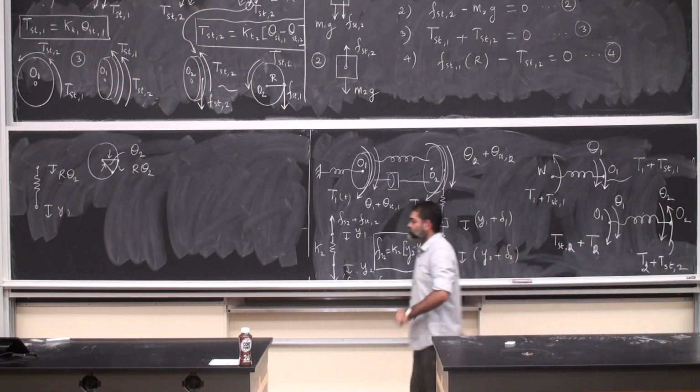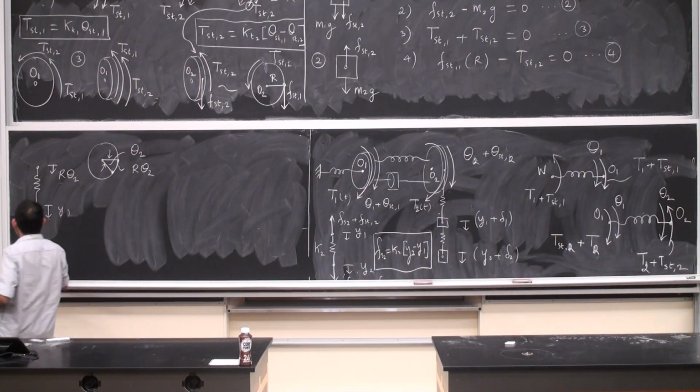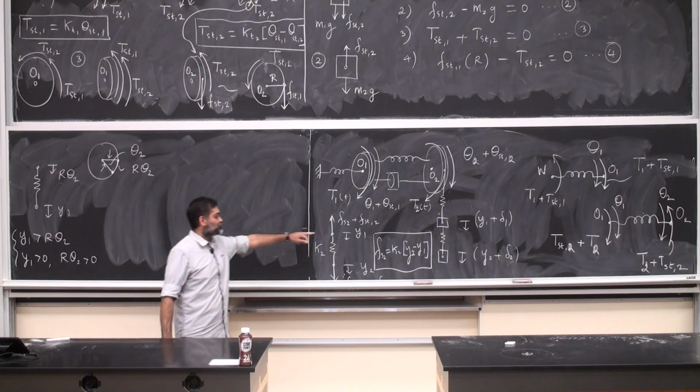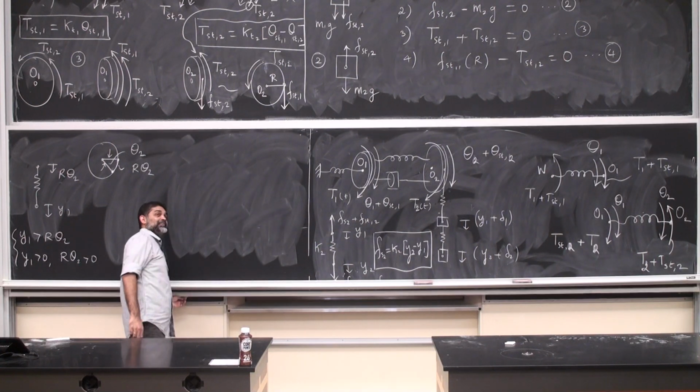This is in tension for y1 greater than r theta 2 and y1 greater than 0. R theta 2 assumed to be 0. Likewise, this is in tension for y2 greater than y1. Okay, that was the second spring.